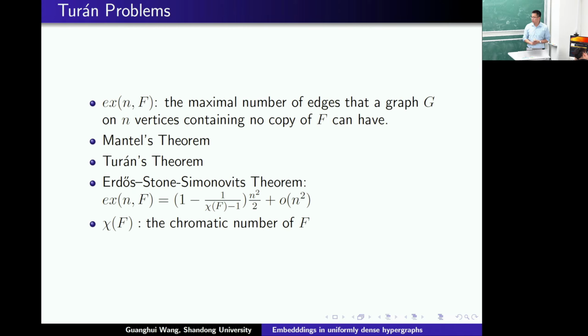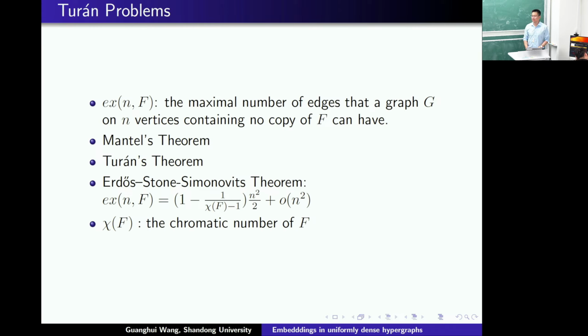Now let's go back to extremal graph theory. Let's consider the Turan number. As we know, the Turan number is the maximum number of edges that a graph on n vertices with no copy of F can have. And previously we have the famous Mantel theorem and Turan theorem.